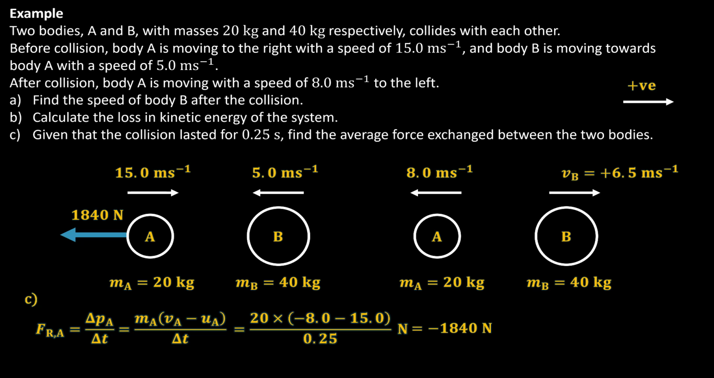Then, from Newton's third law, we have FRB equals minus FRA, which is simply going to be equal to minus minus 1840 Newtons, which gives you FRB as plus 1840 Newtons, which means the force experienced by body B from body A points to the right.